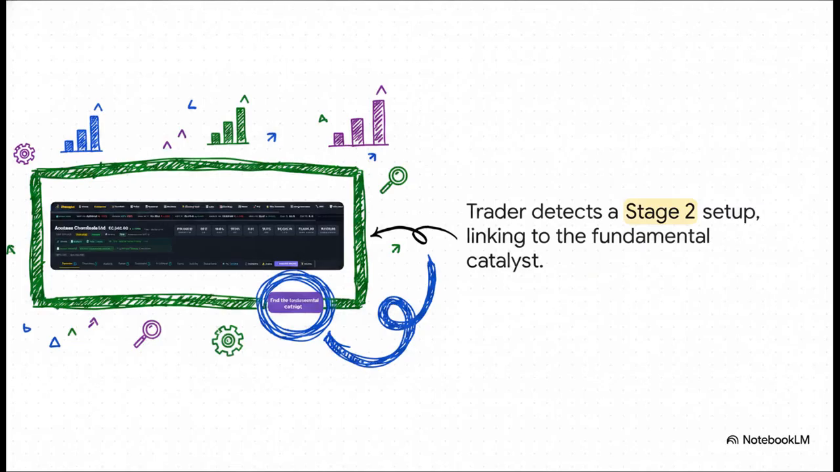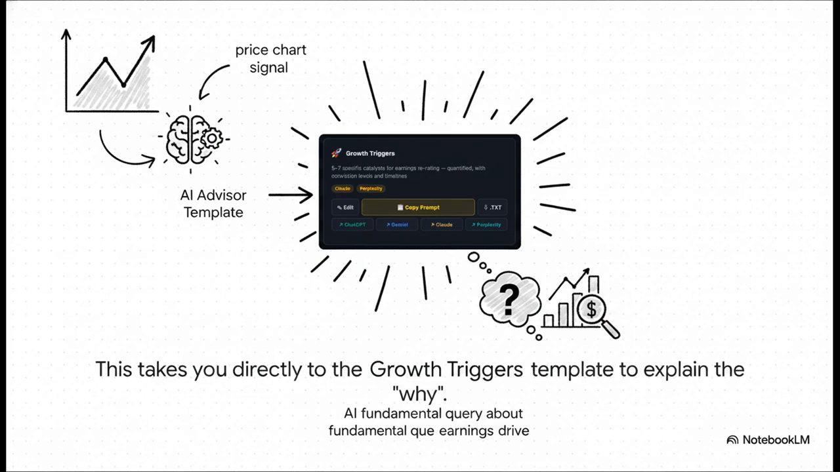And here's exactly what it looks like in practice. This green banner pops up right on the screening website. Stage 2 detected. And right below it is the magic button. Find the fundamental catalyst. It connects the technical world and the fundamental world perfectly. And bam, this is where you land, directly inside the AI Advisor, with the growth triggers template already selected, ready for you to copy the prompt. In less than a minute, you've gone from a simple price chart signal to a deep, fundamental question about what could really be driving this company's earnings.